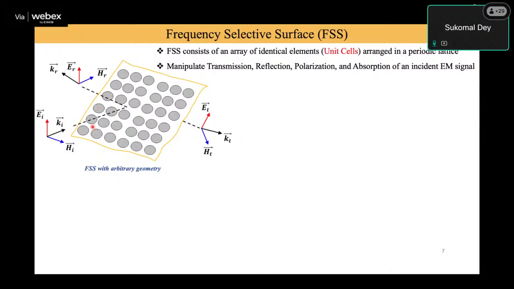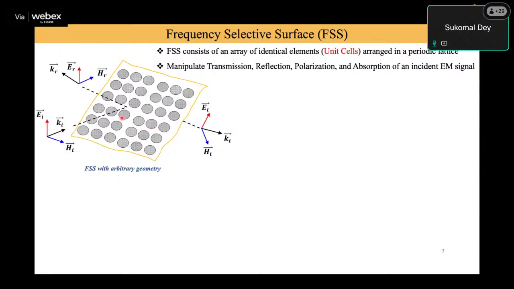At one time, if you are making it an absorber, nothing should be transmitted, everything should be absorbed. Obviously, the reflected signal would be very small. At that point, it is actually working as an impedance matching surface. Now you are matching the impedance of the surface with respect to the air environment, that is 377 ohm.